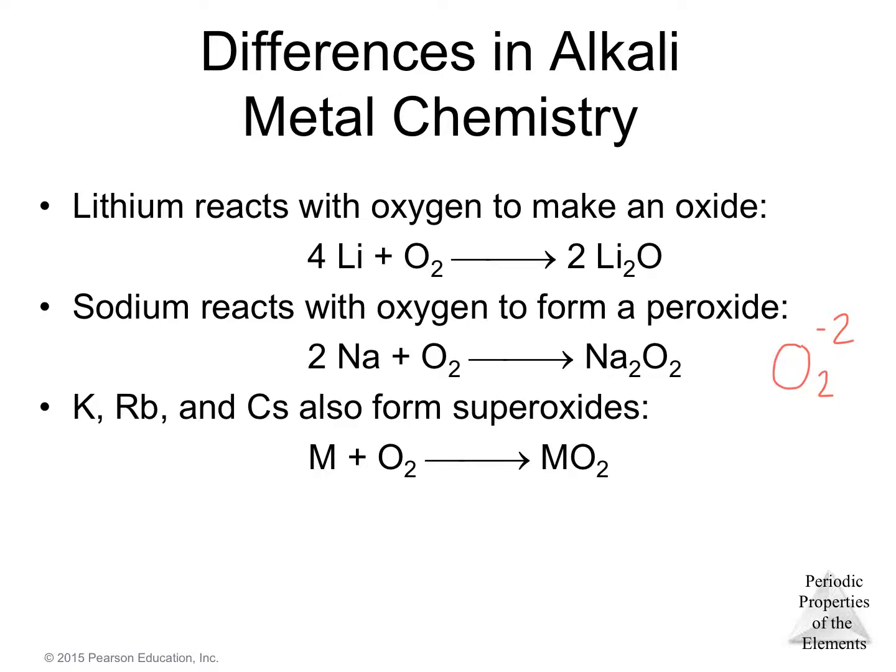Potassium, rubidium, and cesium also have a somewhat unusual reaction with oxygen. They form superoxides. A superoxide is O2, and the whole thing has a charge of -1. So each one of those oxygens gets half of a negative charge. So while most metals form oxides, sodium would form a peroxide, and these three elements low in the alkali metals form superoxides.